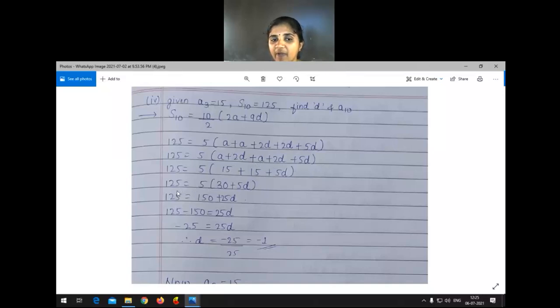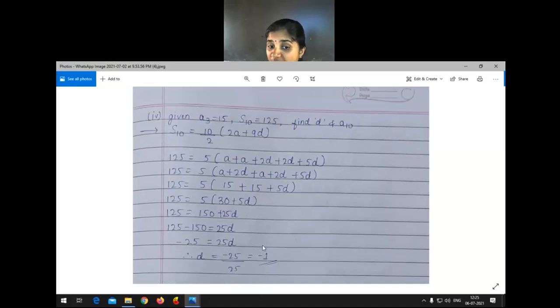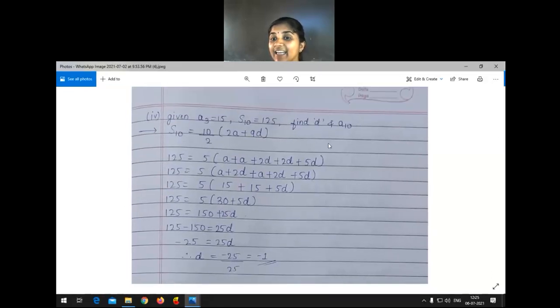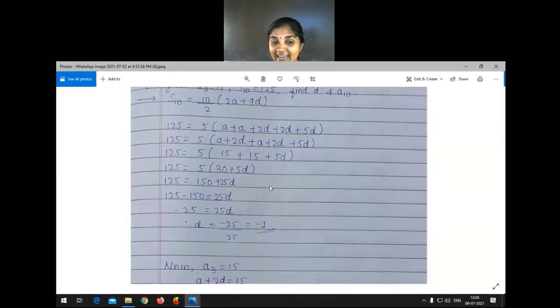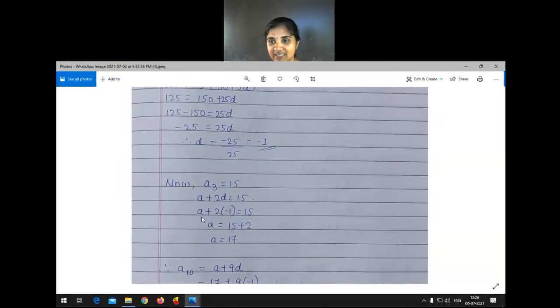Then 125 is equal to 5 into 15 plus 15 is 30, then plus 5d. Remove the bracket with multiplication: 5 into 30 is 150, then 5 into 5 is 25d. So 125 minus 150 is equal to 25d, then d is equal to minus 1. Now d we got minus 1. What do we have to find out again? A10 we have to find out, which means we have to calculate a first.